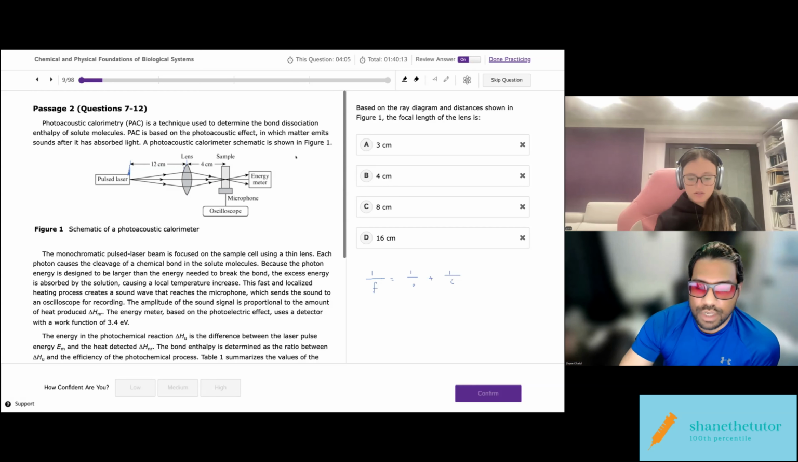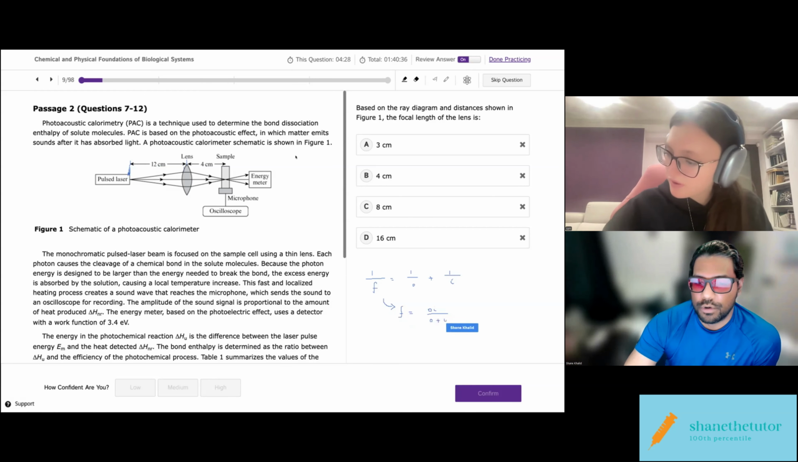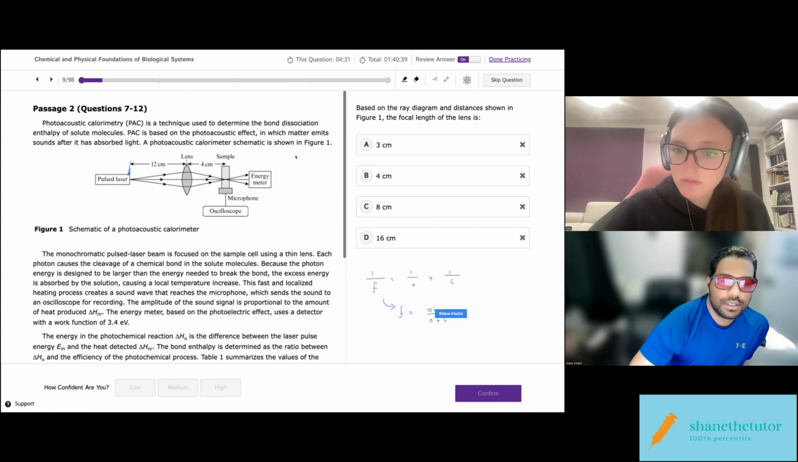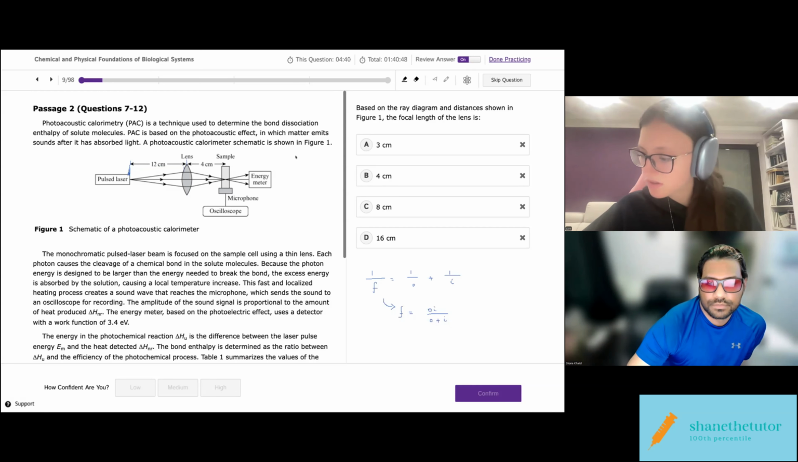So you could just plug them in to find the focal length here. But I'm going to show you two shortcuts. One way of doing a reciprocal sum is that the focal length will just be equal to the product, which is O times I, over the sum, which is O plus I. So F is equal to OI over O plus I. So that's 48 over 16. Okay.